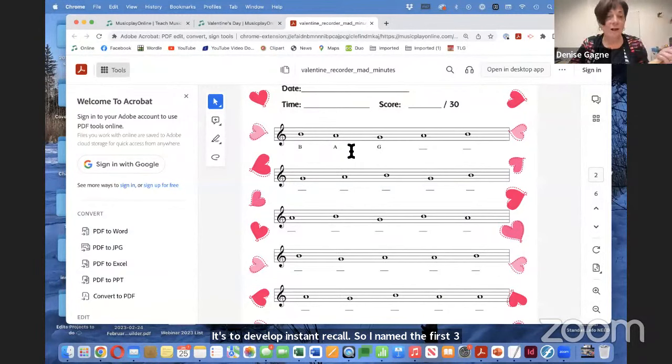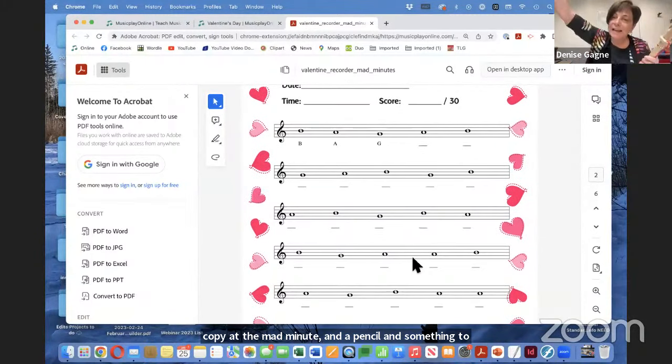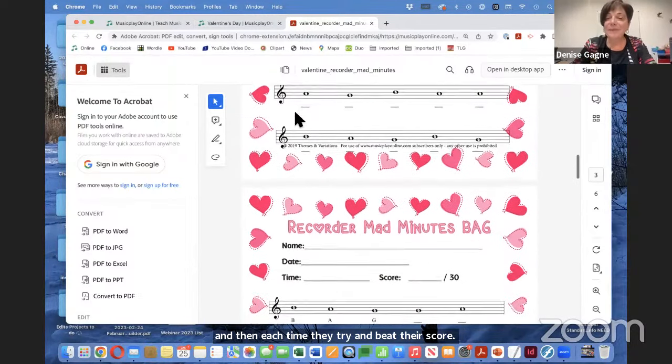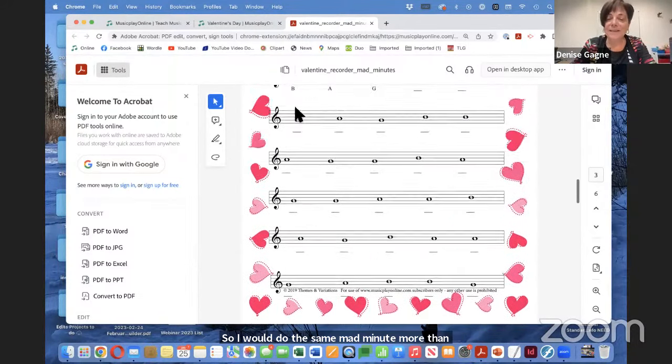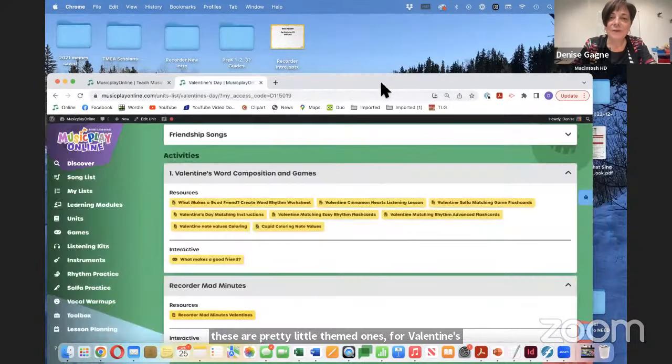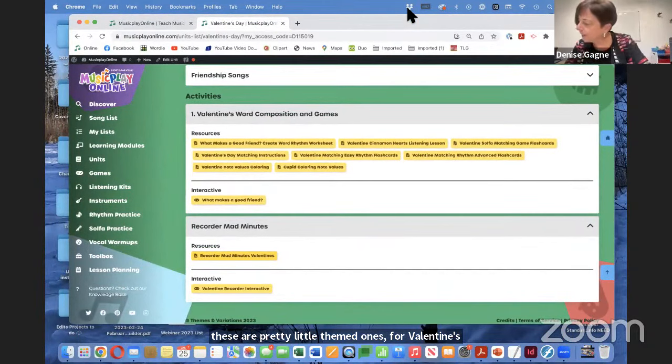I give them all a copy of the Mad Minute and a pencil and something to write on, and they fill them out. When they're done, they call done. And I tell them how long it took them. First time, maybe 2.5 minutes, or some of the piano students would get it done in a lot less time. And then each time they try and beat their score. So I would do the same Mad Minute more than once, but these are pretty little themed ones for Valentine's Day, if you're using recorders with your fourth.